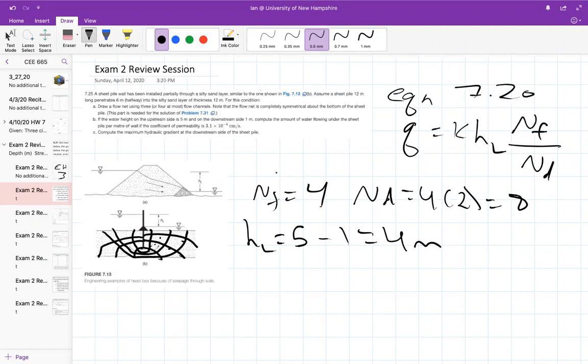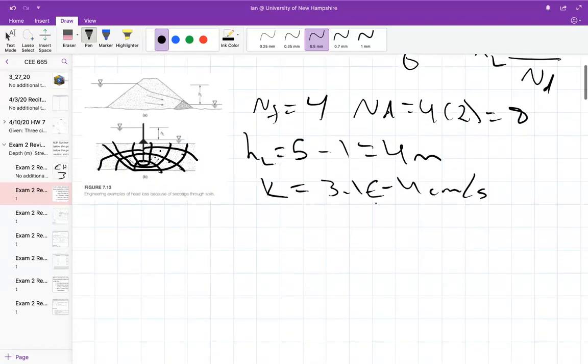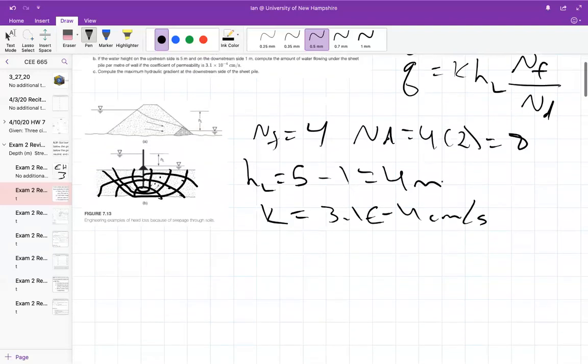And we're given that our K is 3.1 e to the negative 4 centimeters per second. And remember, this e to the negative 4 is just me saying 3.1 times 10 to the negative 4th. This is just how I write it in my calculator. So now we have everything to put it in our equation here.